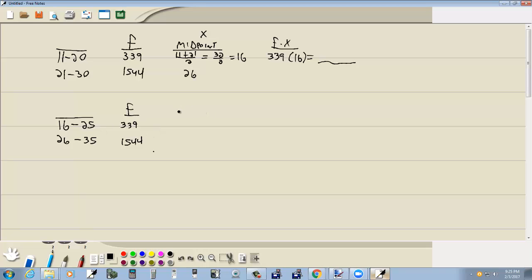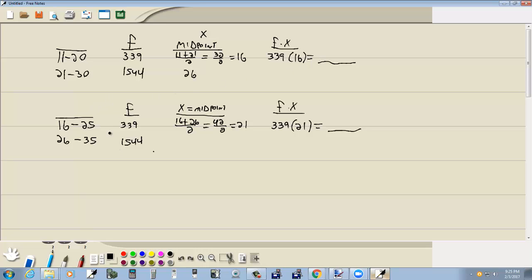So then our midpoint would be, if I take 16 plus 26, divide by 2, that gives us 42 divided by 2, which is 21. So then we got our f times x, which is our frequency times x, which is 21. And you see 339 times 21 would be larger than 339 times 16.